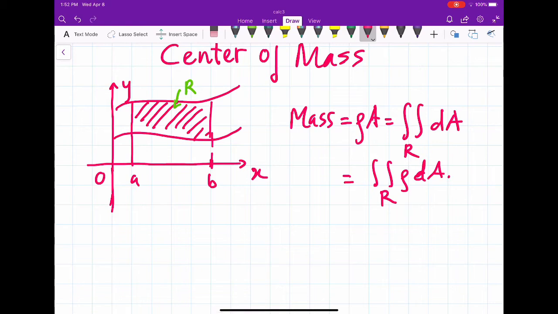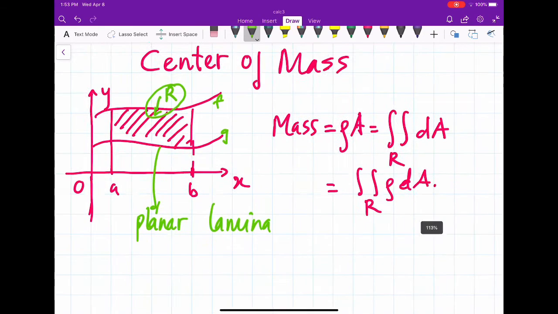You have some functions f and g right here, and you consider the difference between f and g on some interval a and b. So we have the planar region R. Suppose that you have some planar lamina. This is just a planar lamina. I remember in calculus 2 we already studied such an object.